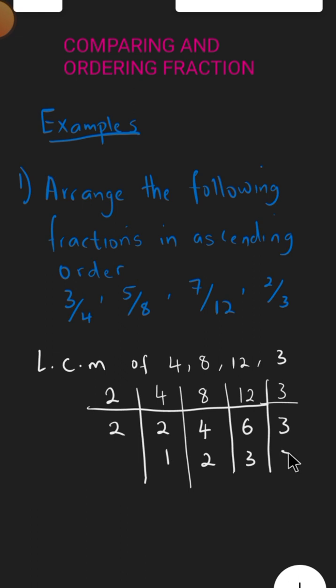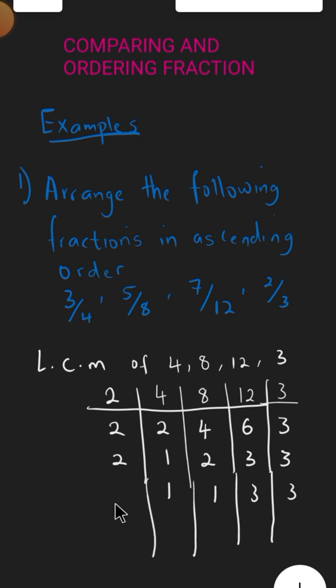Our 3 comes back. We use 2 again. 2 into 1 is 1, 2 into 2 is 1, and we have 3 and 3 again. Looks like our line needs to be longer. Because I have all 1s and 3 here, I'm going to use 3 now. 3 into 1 is 1, this is 1, and this is 1. We are close to getting our LCM.